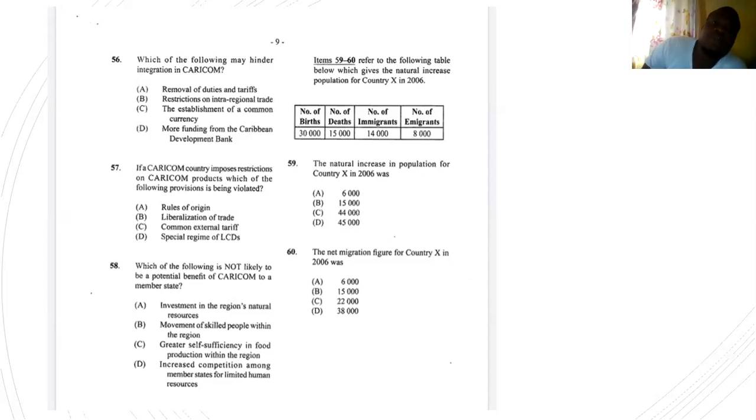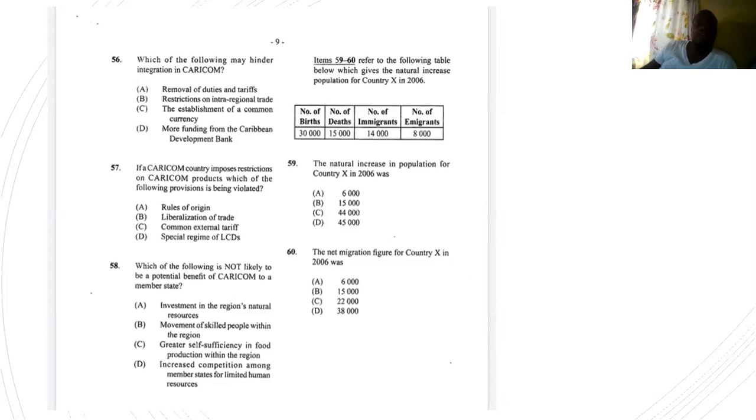Remember the question says, which of the following may hinder integration? What might block integration or make integration become problematic? B, restrictions on intra-regional trade. Remember, intra-regional is within your own geographic area. So if there is restriction on trade from Jamaica to Trinidad and Tobago, we're going to have a problem with integration. Because remember, integration offers trade liberalization, right? So if countries are blocking intra-regional trade, then they are interfering with the Treaty of Chaguaramas, and that will be a problem.